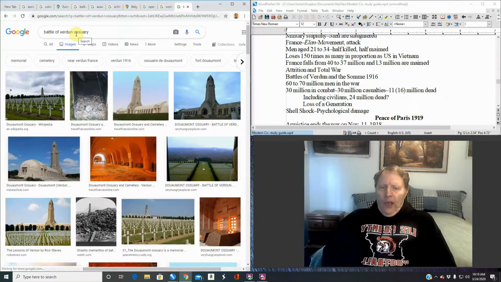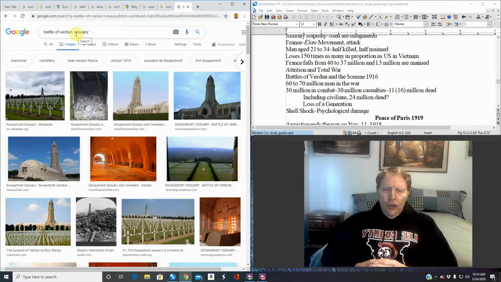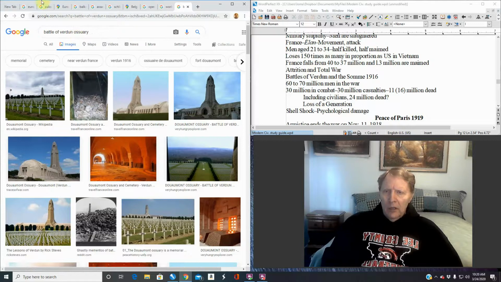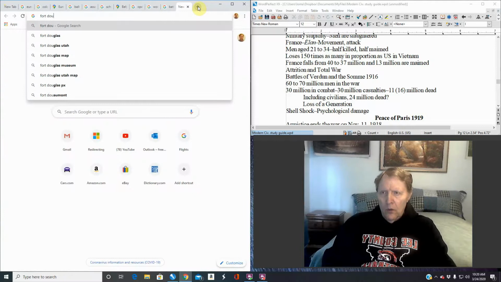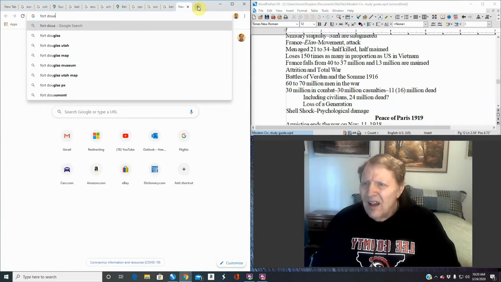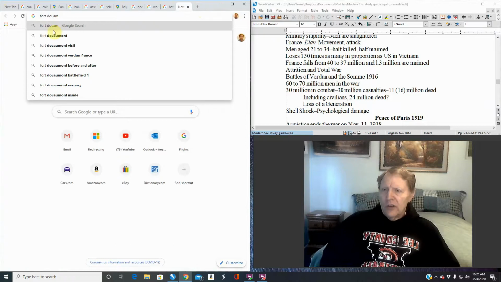The major fighting in Verdun takes place from February through June of 1916. But the battle, even though on a smaller scale, also takes place until December. So it's literally a 10-month battle. And we find Fort Douaumont. It's in the center of the battlefield.